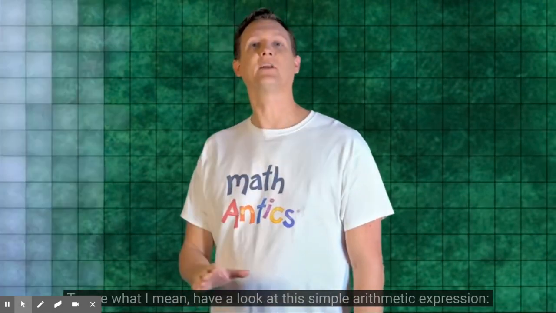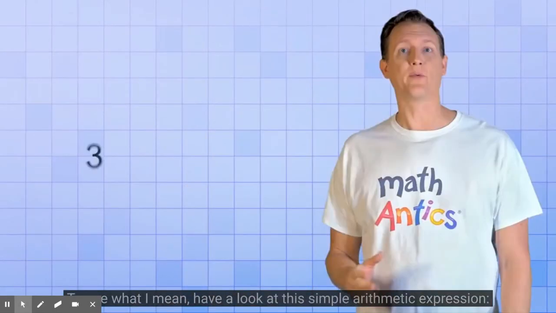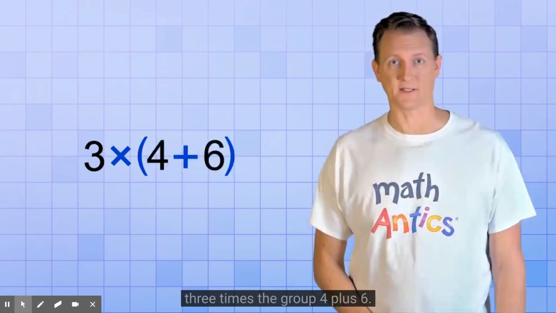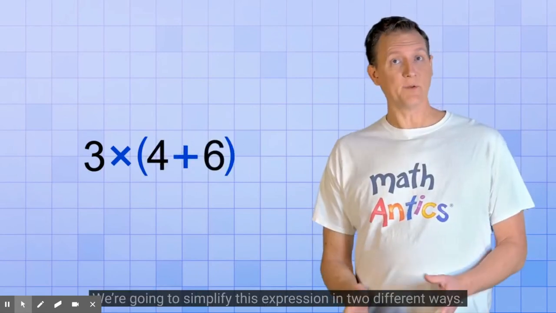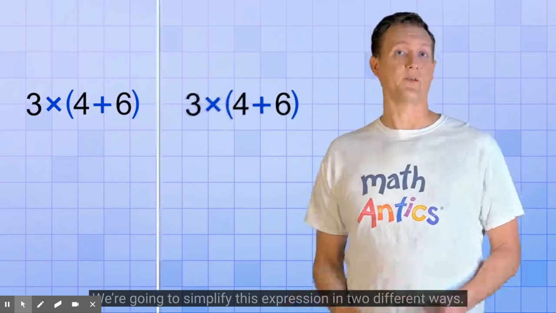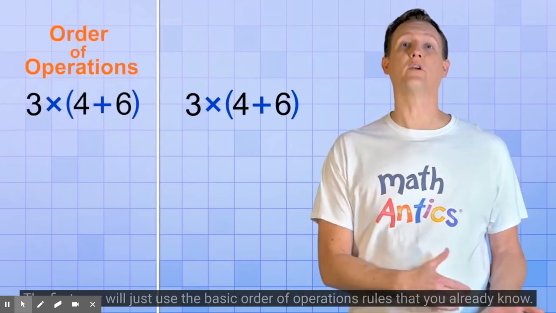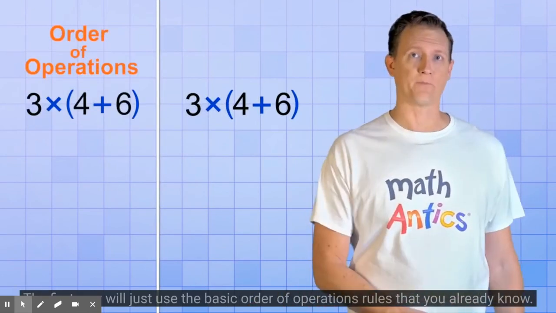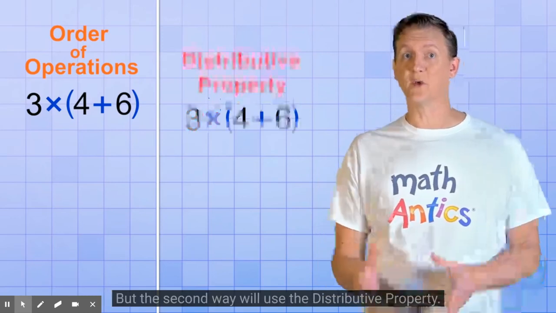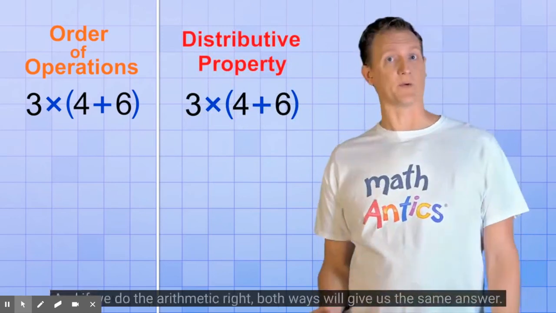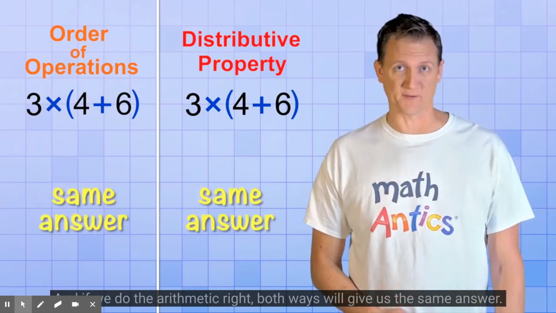To see what I mean, have a look at this simple arithmetic expression, 3 times the group 4 plus 6. We're going to simplify this expression in 2 different ways. The first way will just use the basic order of operations rules that you already know. But the second way, we use the distributive property. And if we do the arithmetic right, both ways will give us the same answer.